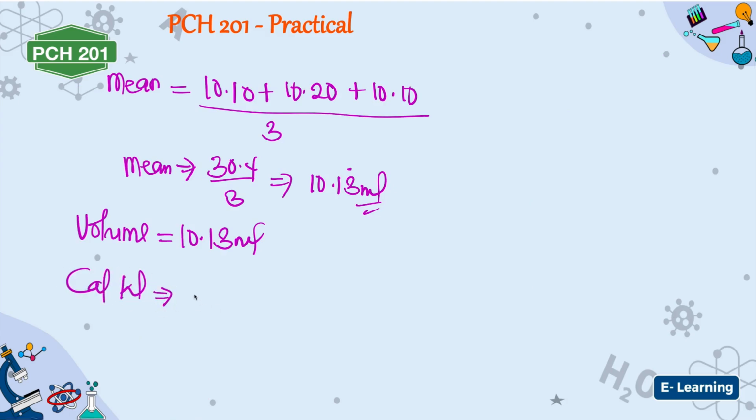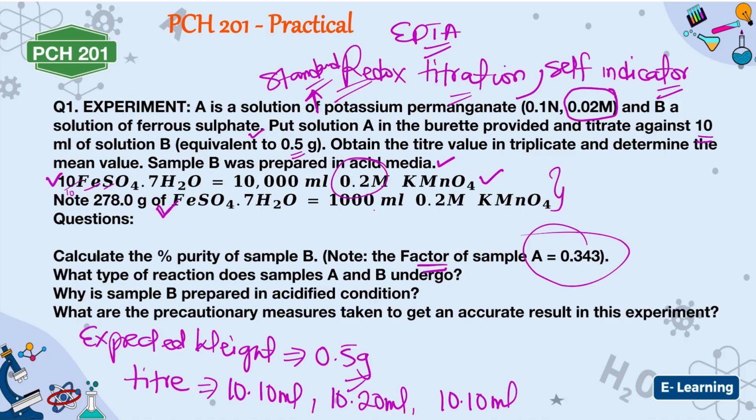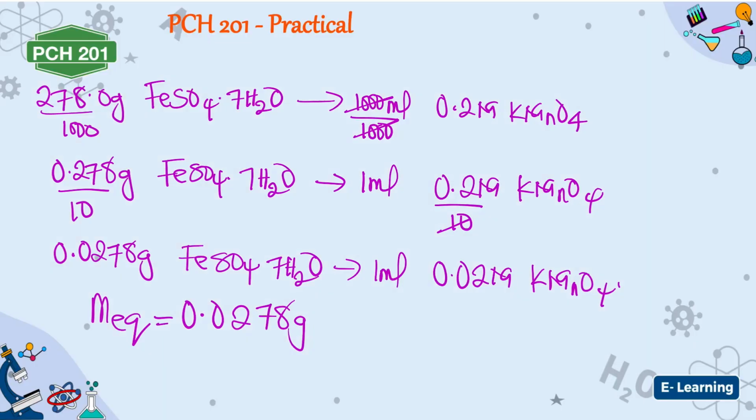Calculated weight is what? Milli equivalent times Titre value times the factor. Is that okay? Your milli equivalent, how many? Your milli equivalent that we calculated here is 0.0278 gram.